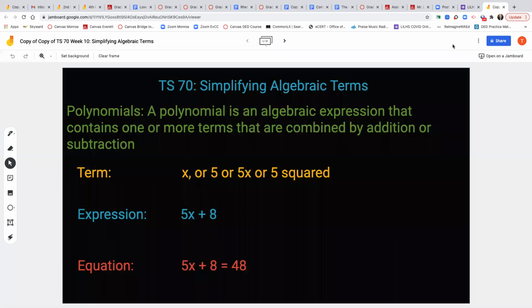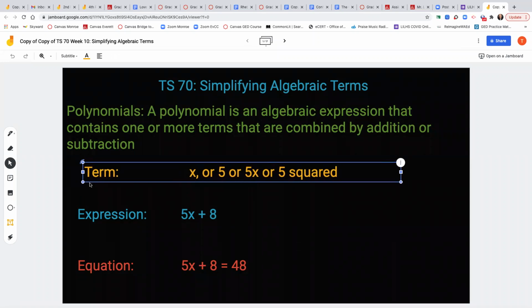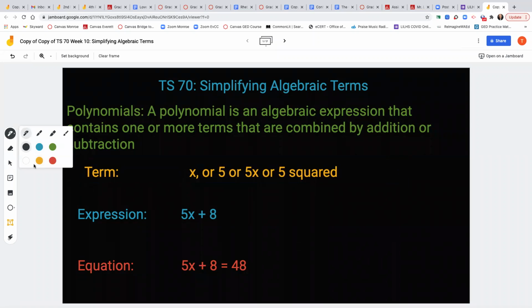Zoom recording. Okay. So in pre-algebra, we have something they call a term. This idea of a term is like just x is a term by itself. 5 is considered a term. Sometimes I compare it to English. It's like a word. 5x is a term, or 5 squared. If I had 5 squared like this, that's a term. So in mathematics, just know that sometimes they'll call them terms.